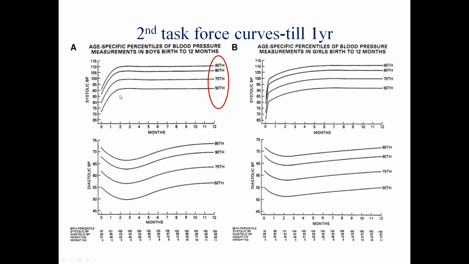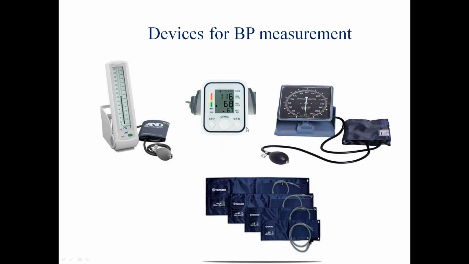Now, these are some of the charts. These are the Second Task Force curves which need to be used if you are comparing the BPs of children between 1 month of age till 1 year of age, and they give you the values of the 50th, 75th, 90th, and 95th centiles.